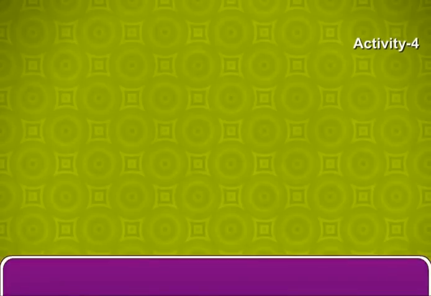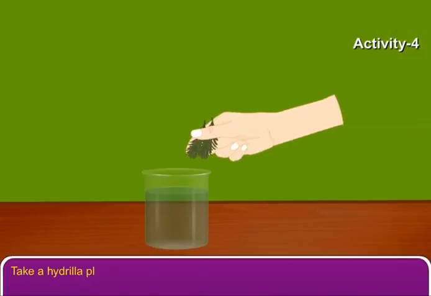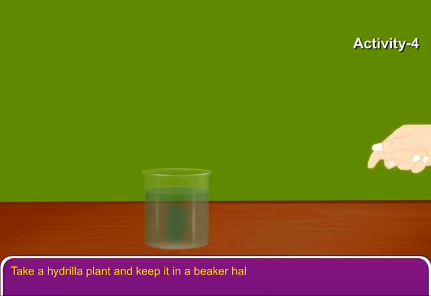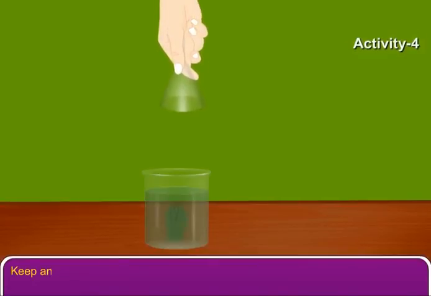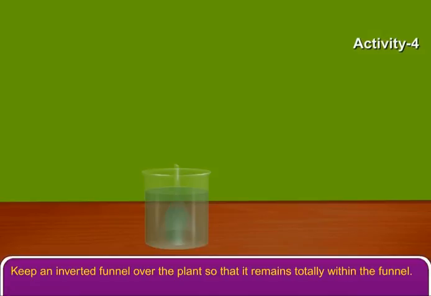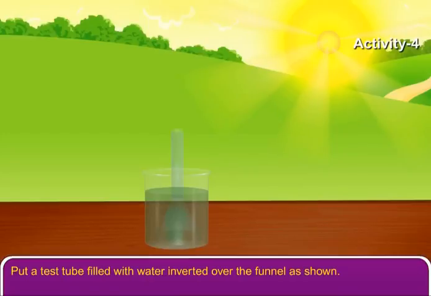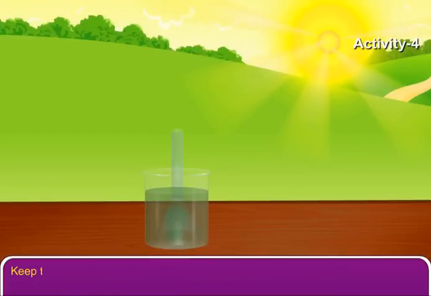Activity 4. Oxygen is given out in the process of photosynthesis. Take a hydrilla plant and keep it in a beaker half filled with water. Keep an inverted funnel over the plant so that it remains totally within the funnel. Put a test tube filled with water inverted over the funnel as shown. Keep this setup in sunlight for some time.